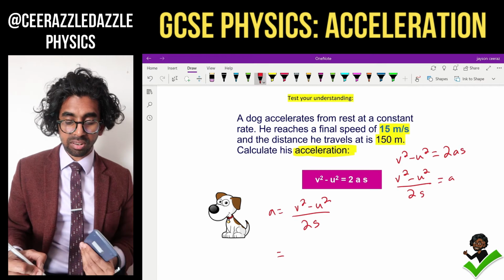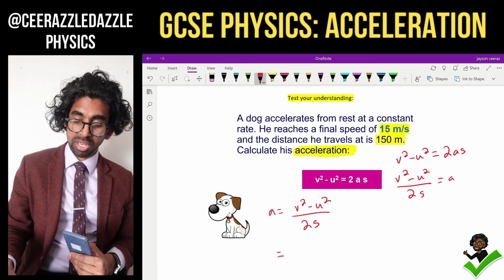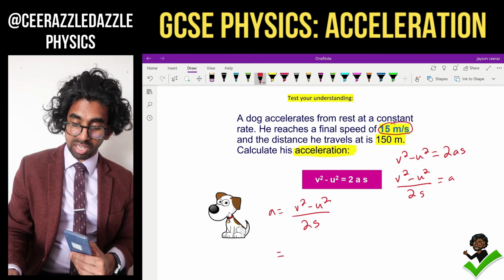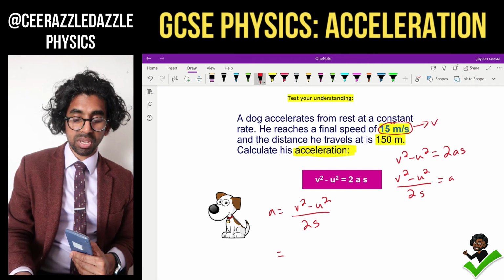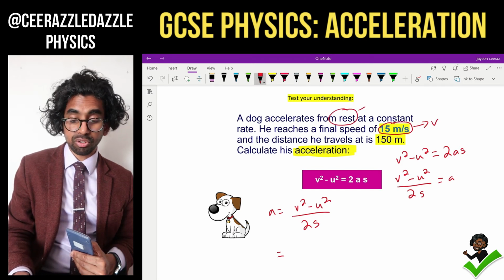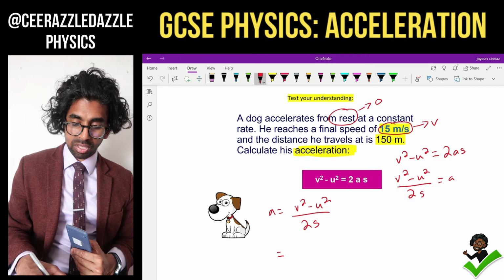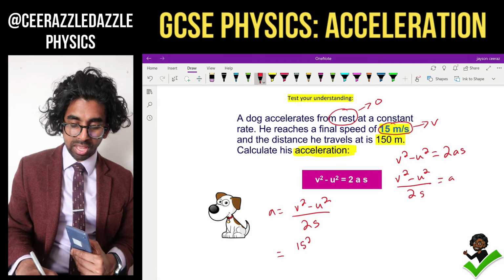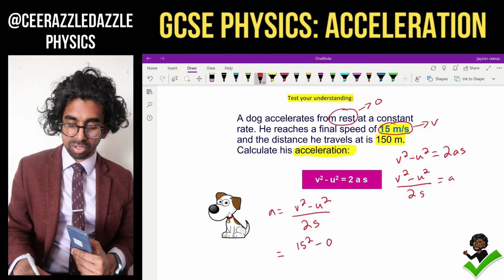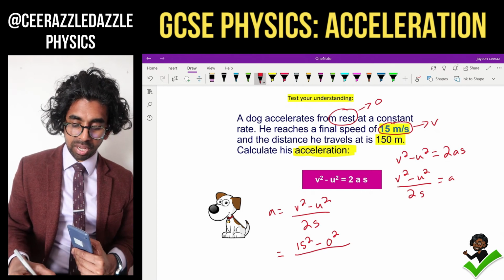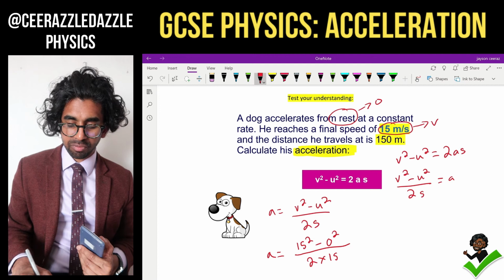Now let's plug them all in. V squared, what is the final speed? The final speed is here, this is V. The initial speed, it's at rest, so therefore the initial speed is 0. So let's put them in. 15 squared minus 0 squared, divided by 2 times the displacement 150.